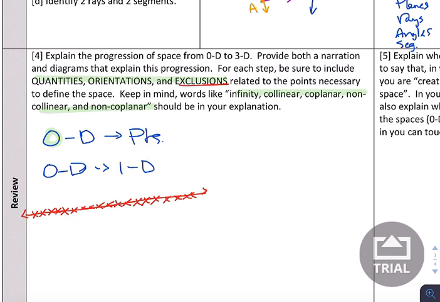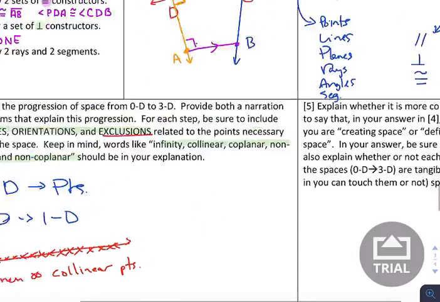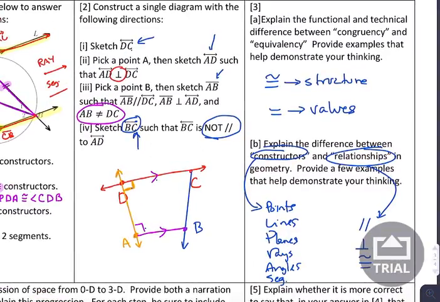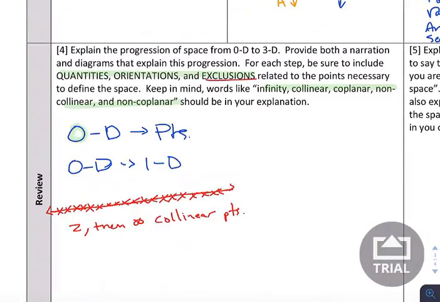So two to start out, then you need infinite collinear points to make this an actual line. And so that's a very technical explanation of how a line is formed. The functional one is like, yeah, you just pick a bunch of points that are all lined up. So going back to our discussion on the technical and functional difference, we are looking for a technical explanation here, not just a functional one.